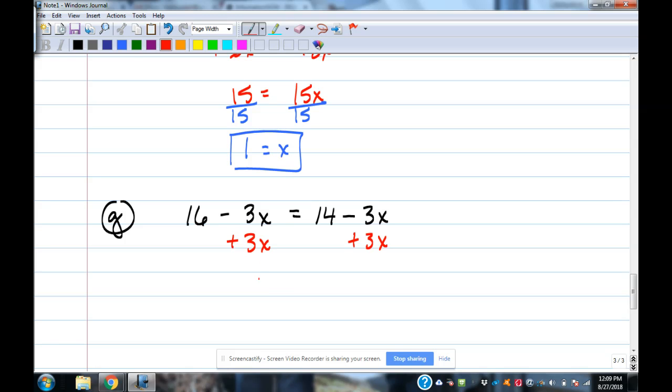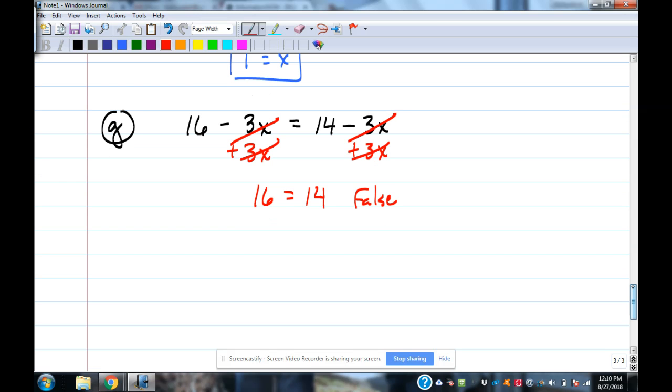Oh, man. Yeah, they cancel each other out, and there's no x's left. Does 16 equal 14? Ever? No, never does that. So this is false. Anytime that's false and all the variables have canceled out, that's a special case. That's a no solution problem. Okay?